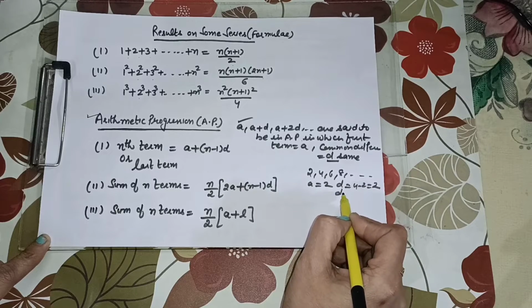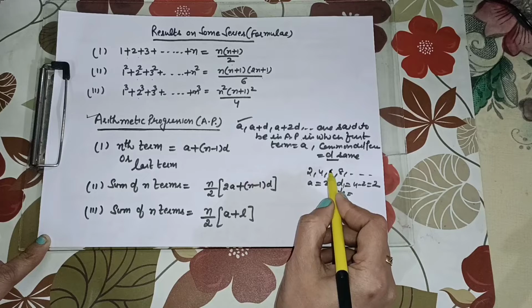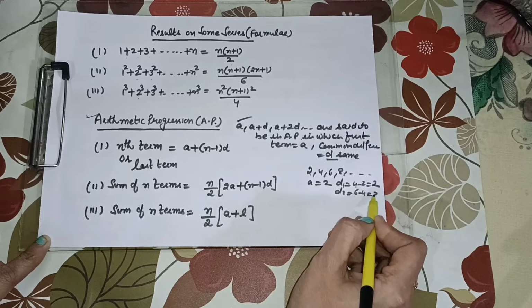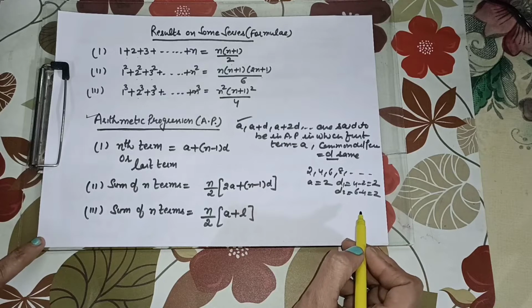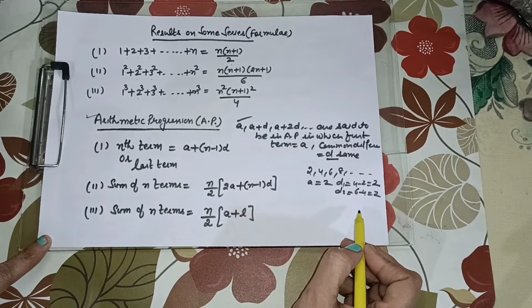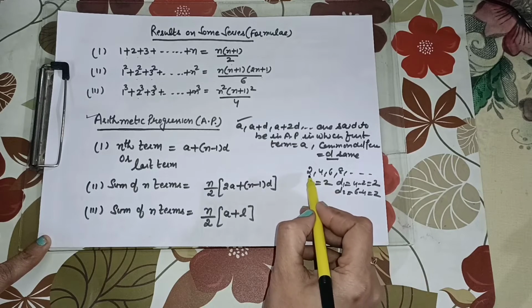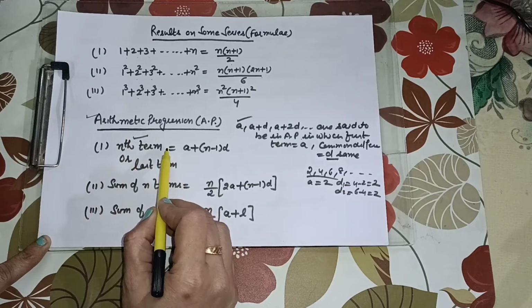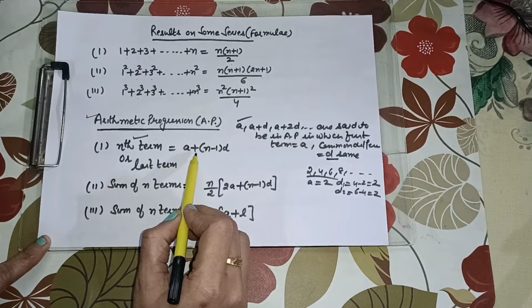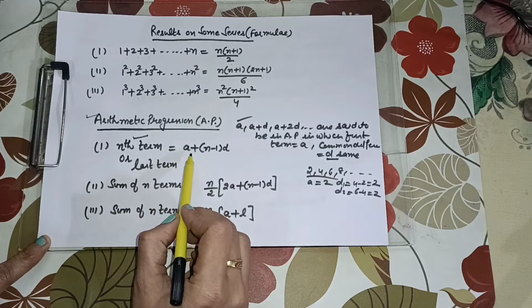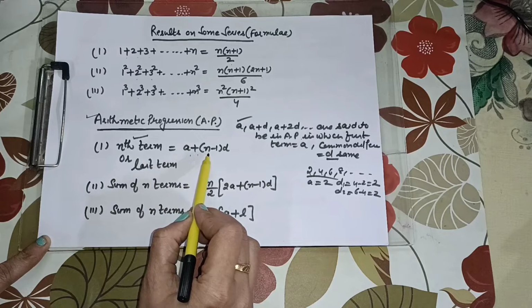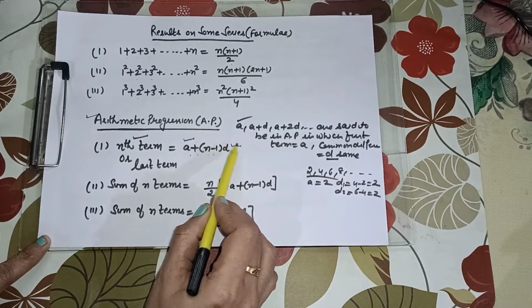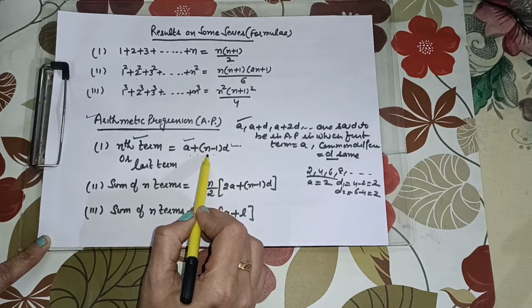Then we can verify this with d1, d2. The third term is 6, and 6 minus 4 is again 2. That means if the common difference is the same, then we can say it is an arithmetic progression. So this is an example. How do we find the nth term of the arithmetic progression, or we can say the last term? The formula is a plus (n minus 1)d. Here a is the first term, d is the common difference, and n is the number of terms.